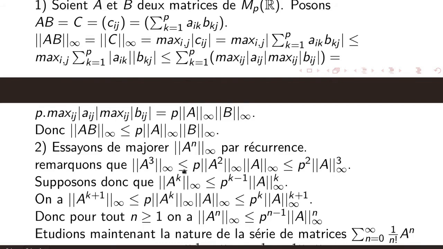We will be inspired by this, and suppose that at order k, we have the inequality, infinity norm of A to the power of k bounded by P to the power of k minus 1 times the infinity norm of A to the power of k. Then at order k plus 1, we have the infinity norm of A to the power of k plus 1. A to the power of k plus 1 is written as A to the power of k times A. So we can say that it is bounded by P times the infinity norm of A to the power of k times the infinity norm of A. And using the recurrence hypothesis, we find P to the power of k times the infinity norm of A, all to the power of k plus 1.